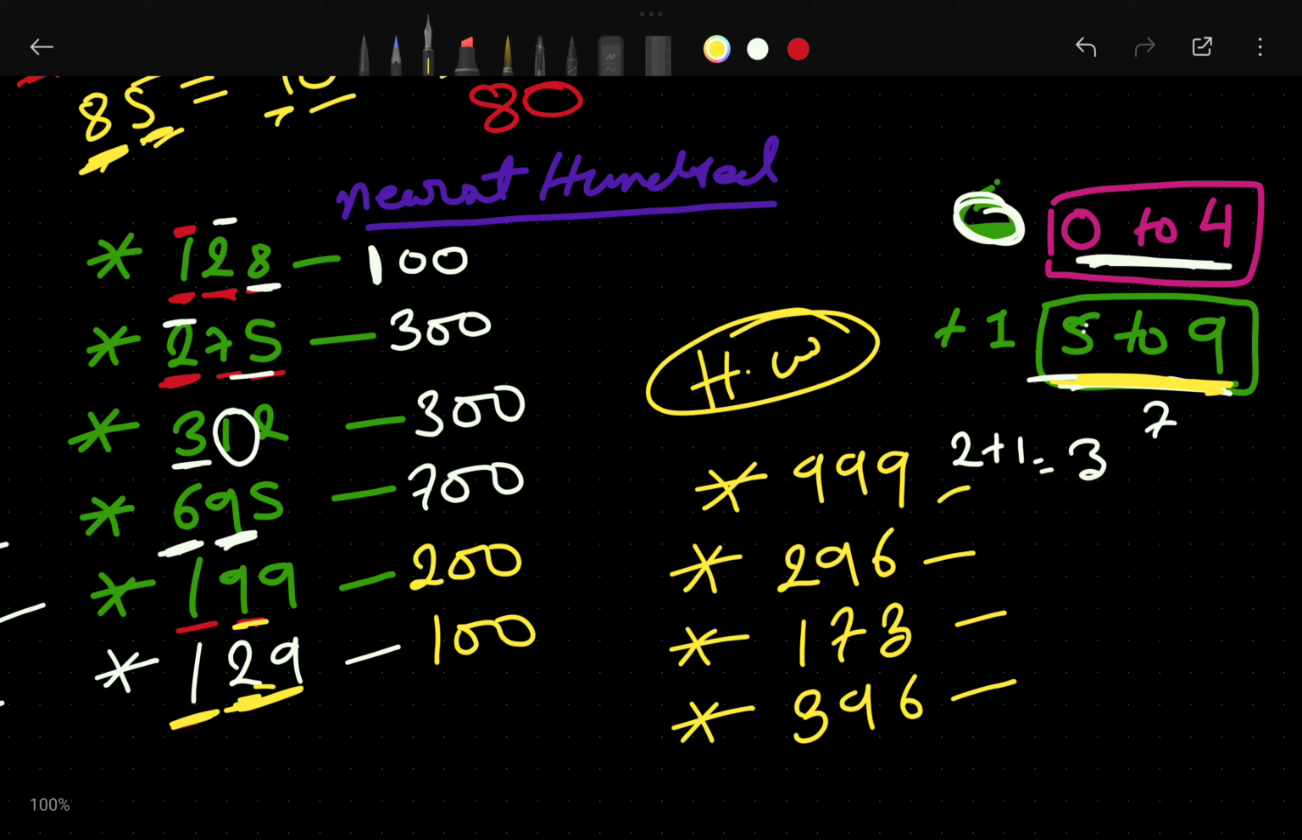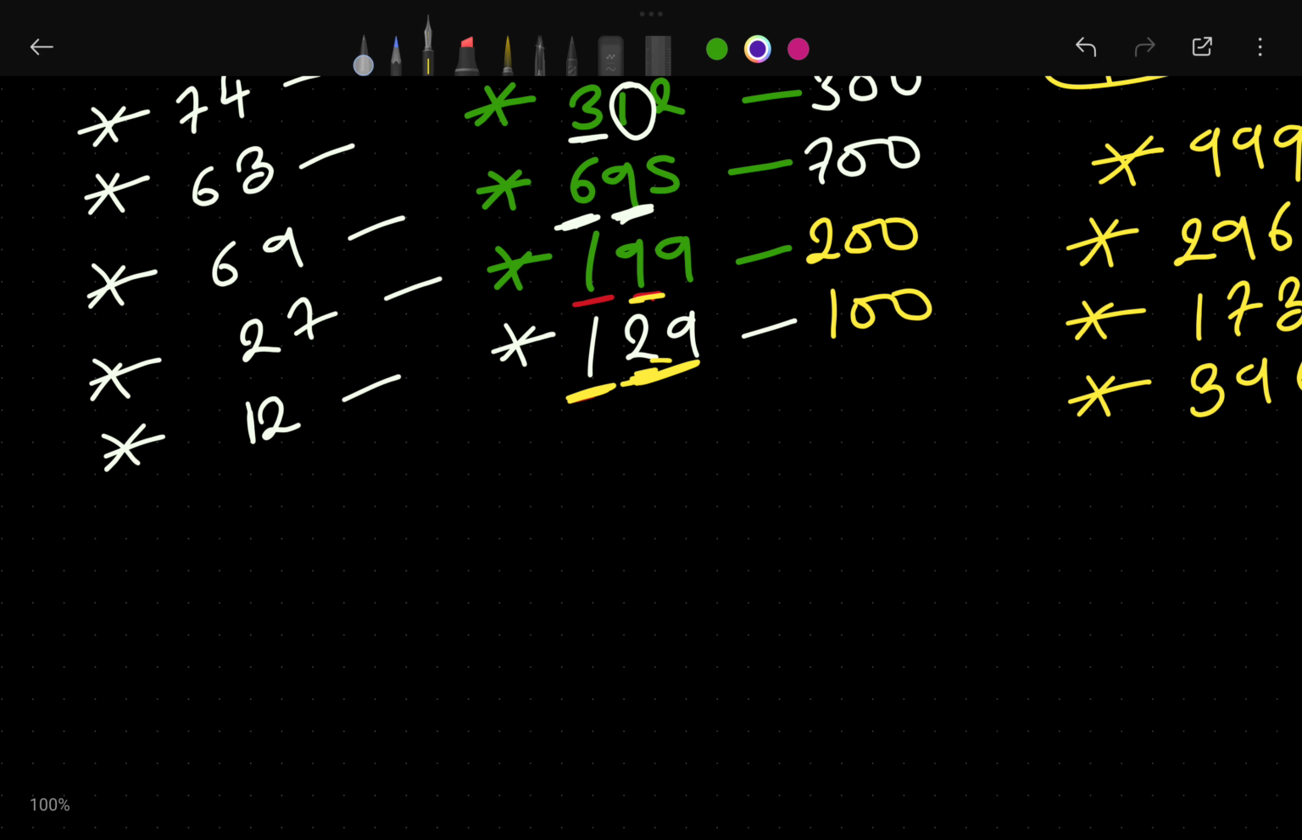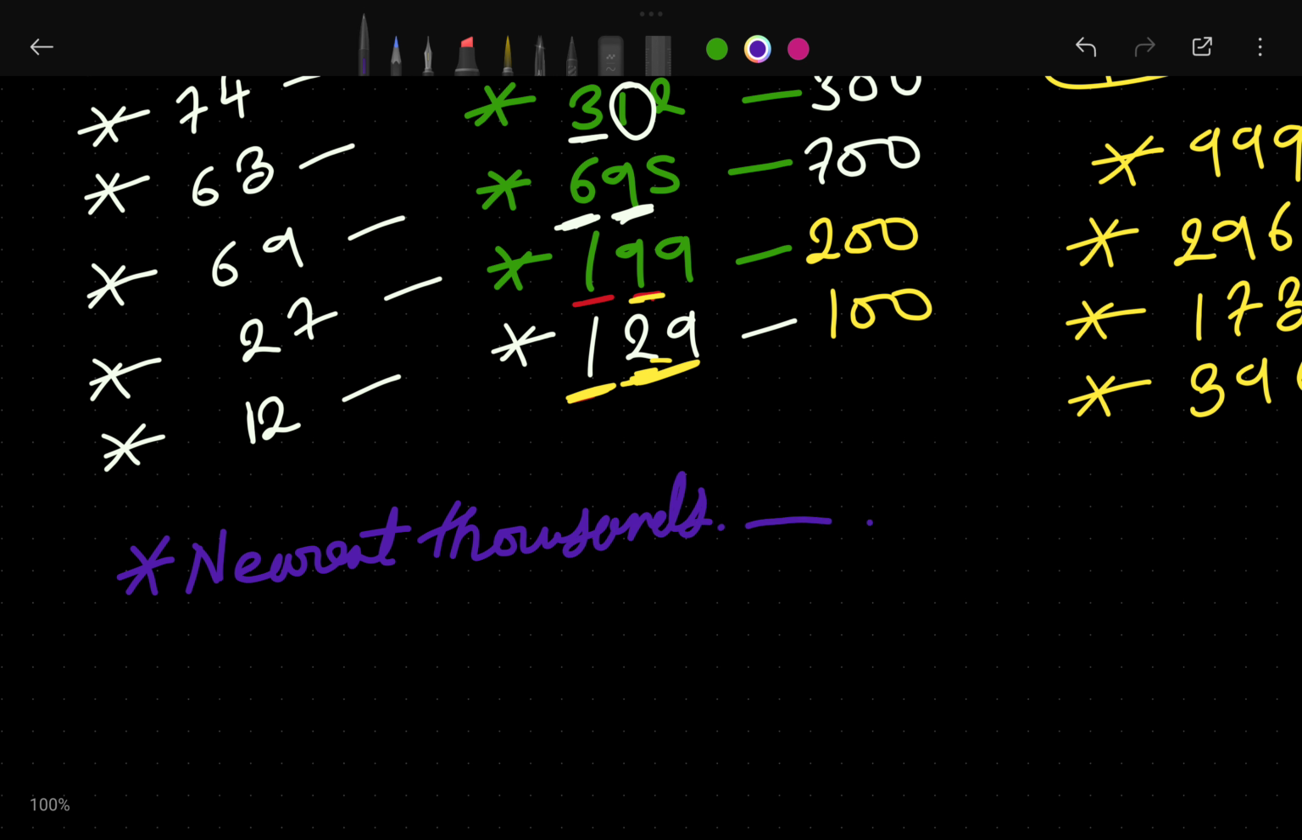Okay, I hope you understand till here, and if you understand, then we will see another question of 1001. Okay, so let me go to the 1001 here. So let's see there. Now it is telling us to find the nearest 1000. Okay, so let's find the nearest 1000. So here our first question is given.